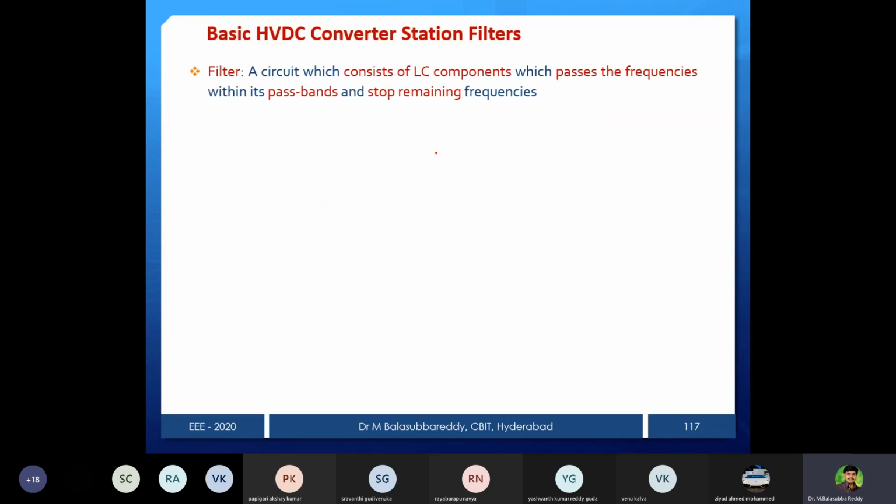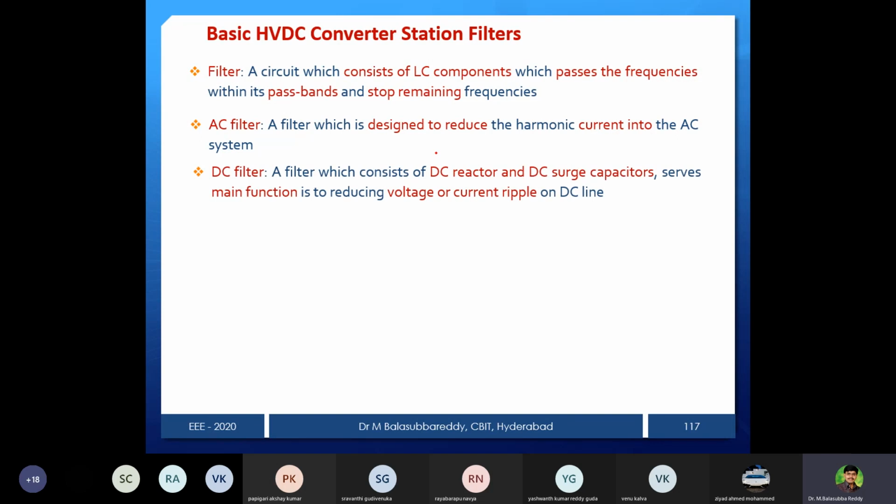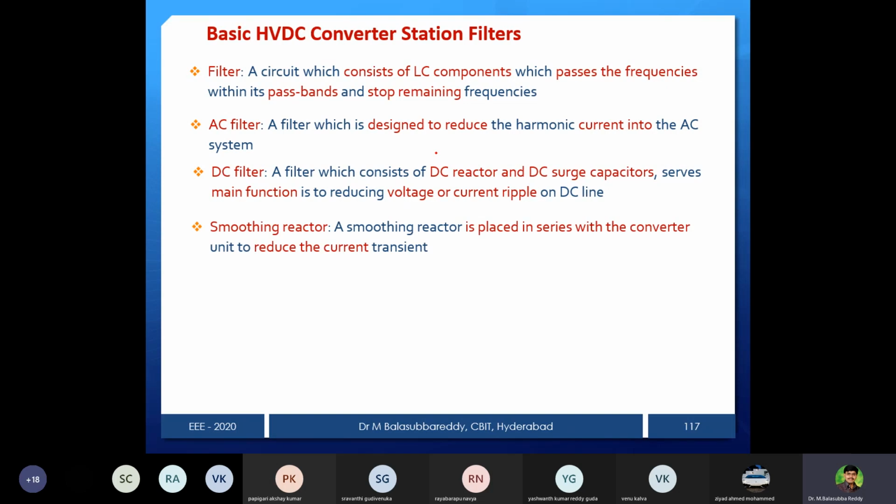I mentioned here filters. It consists of LC components which pass the frequencies within its pass band and stop the remaining frequencies. That is the filter. And AC filters are designed to reduce the harmonic current into the AC system. And DC filters, DC reactors and DC surge capacitors serve the main function of reducing voltage or current ripple on a DC line. And smoothing reactor, I have given just one small sentence because all these topics are covered in detail in the previous class, so it is like a summary.